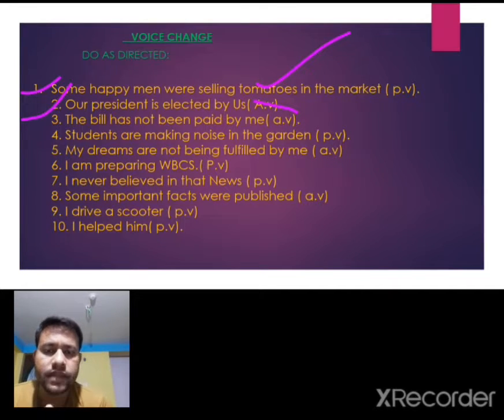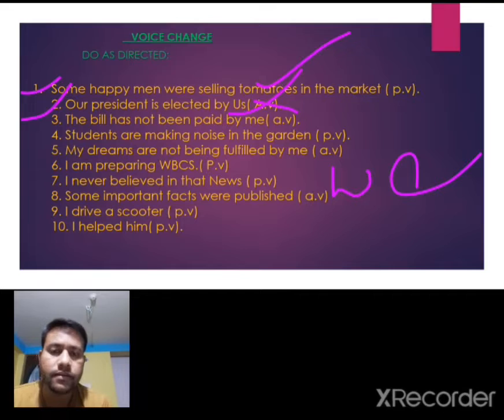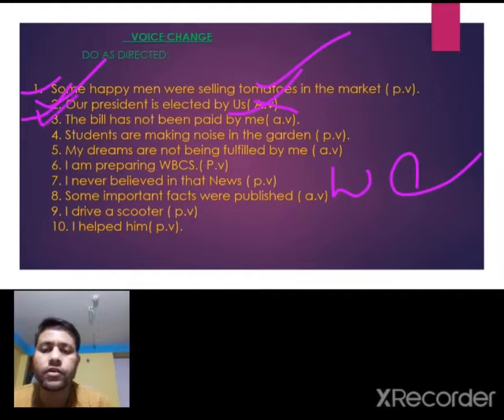Our president is elected by us. This is already in the passive form, so we have to make it active. So we have to change the subject and object. As we have to make us the subject, it will become we. And as it is in the present indefinite tense, we elect our president. This is very easy. We elect our president will be the answer. So let's move on to the next.